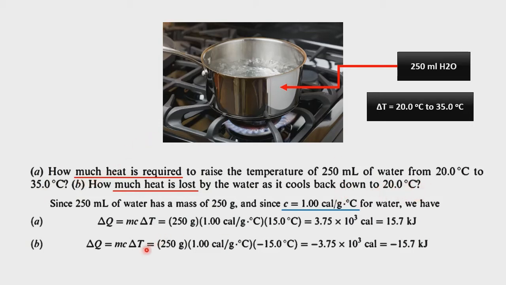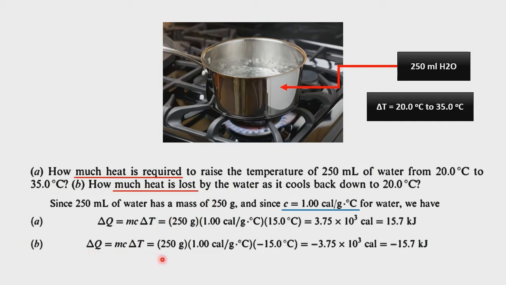The same formula will be applied. How much heat will be lost, while earlier we were asking for how much heat will be added. So we will again replace the missing values with the values given in our problem. So we have delta Q is equal to mc delta T.